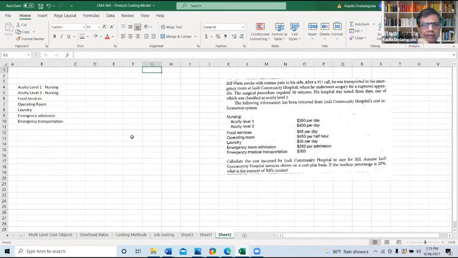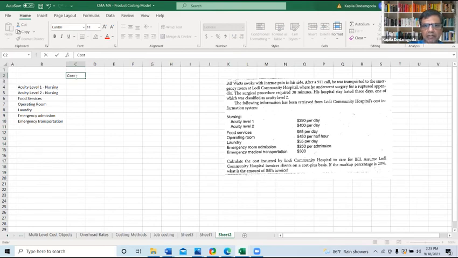Now it says, Bill Watts awoke with an intense pain in his side after a 911 call. He was transported to the emergency room at Lodi Community Hospital, where he underwent surgery for a ruptured appendix. The surgical procedure required 30 minutes. His hospital stay lasted 3 days, one of which was classified as acuity level 2. The following information has been retrieved from the Lodi Community Hospital's cost information system. So this cost information system has given you some information.